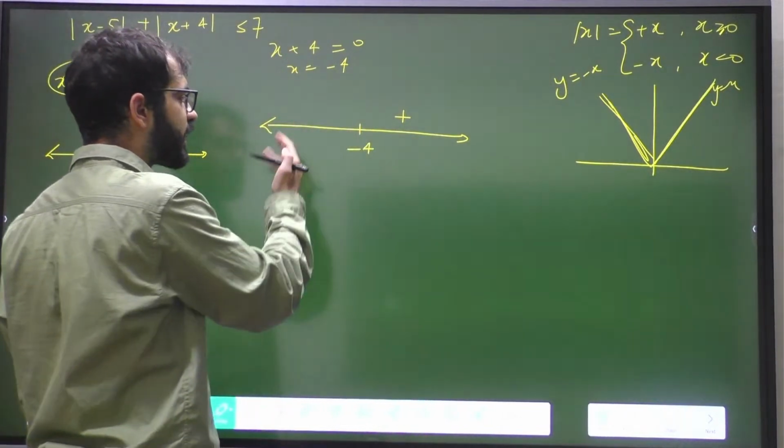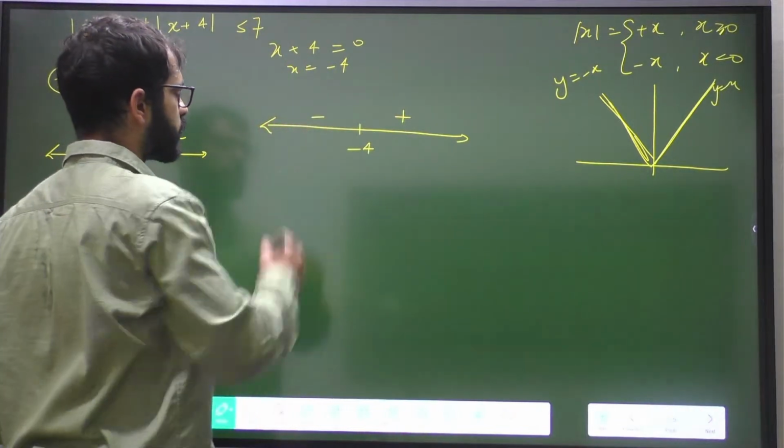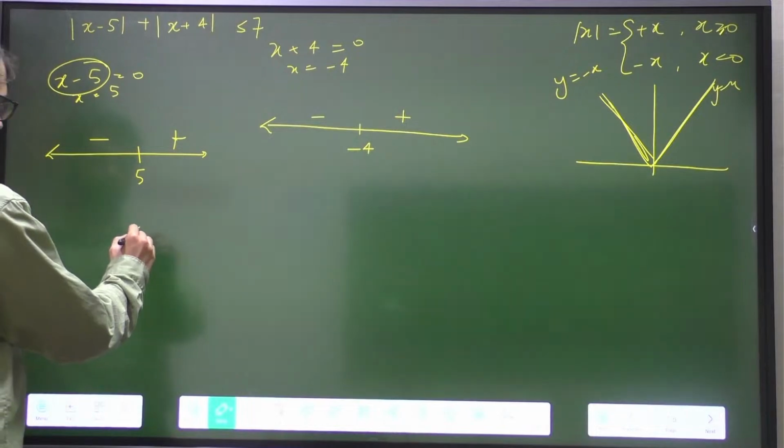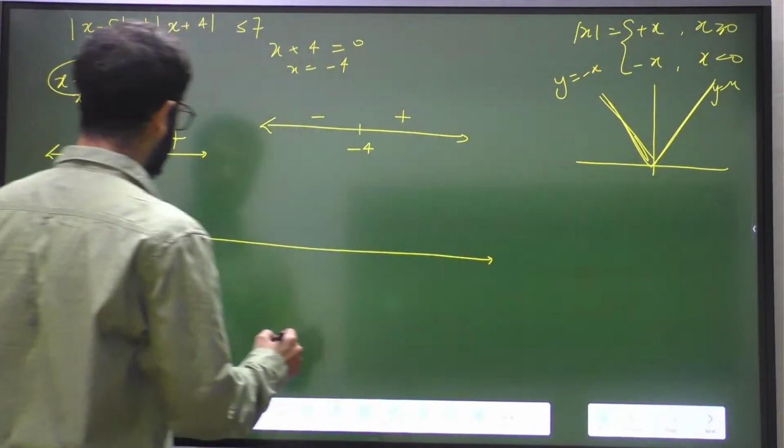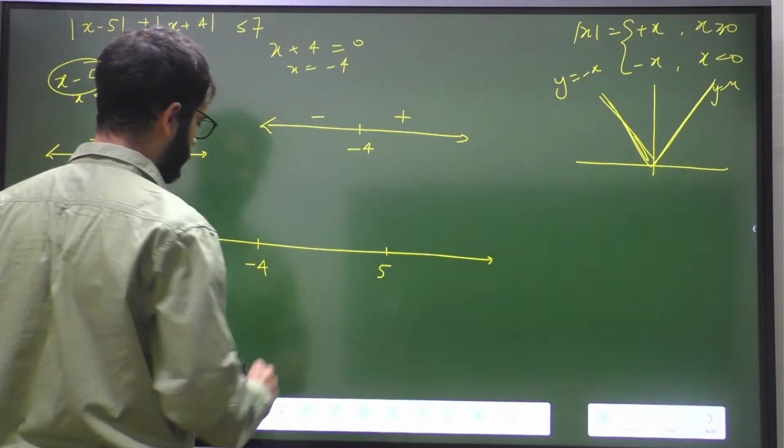Now if I input anything less than -4, let's say -10, now -10 plus 4 is a negative number. So this is what we get. Now let's plot this on the same number line. Over here I have the root 5. Over here I have the root -4.